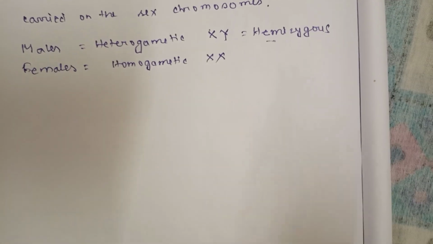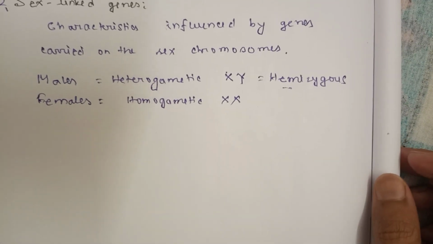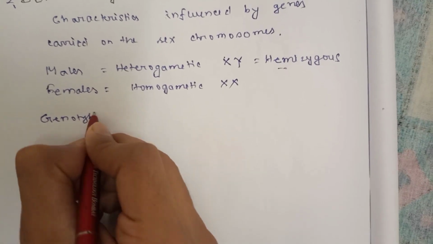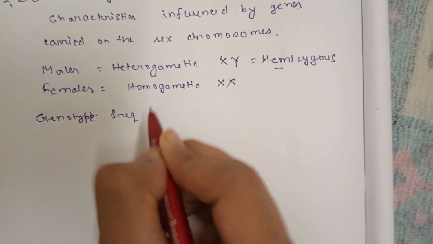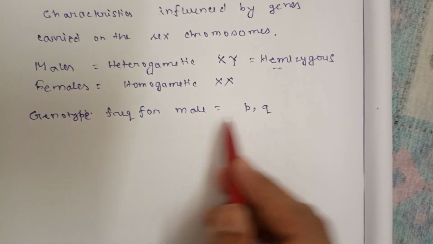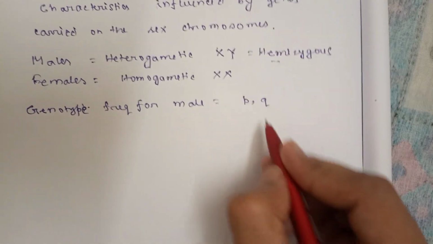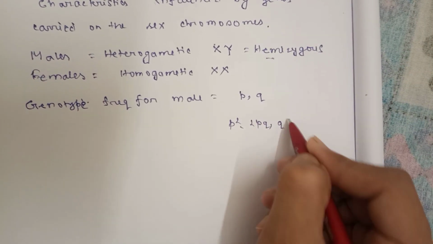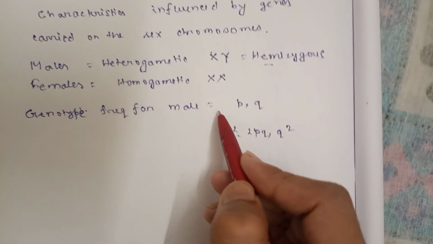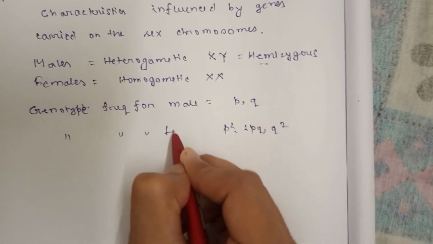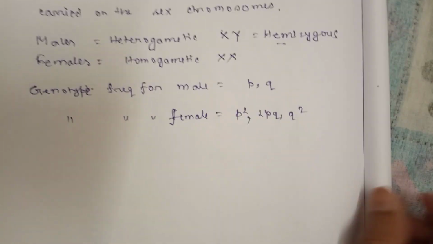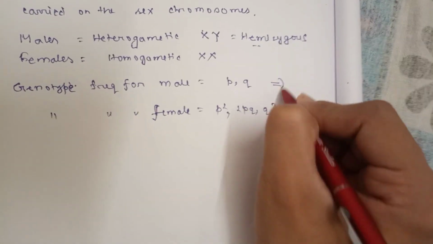Now in such cases, the genotypic frequencies at equilibrium are P and Q for males. Earlier you know, let me write it first. Frequencies for male will be P and Q. Earlier you know that the allele frequency should be P and Q and the genotype frequency should be P square, 2PQ and Q square. But you can see here that is hemizygous, that is heterogametic. So the genotype frequency for this will also be P and Q, but the genotype frequency for female will be P square, 2PQ and Q square for the homogametic. So this is for the female and this is for the male.